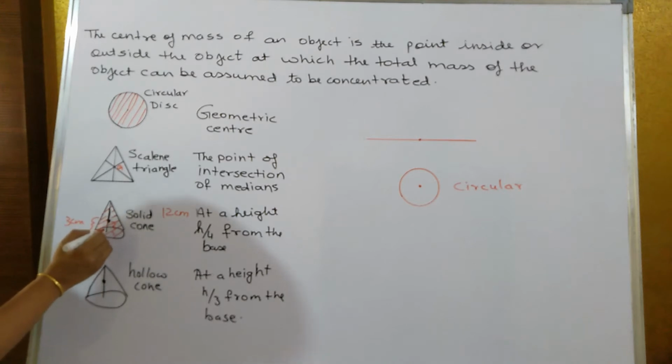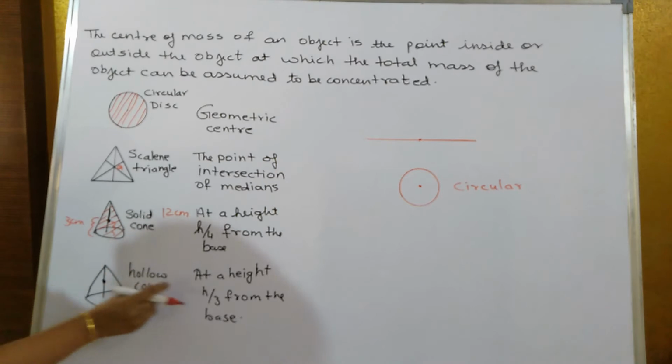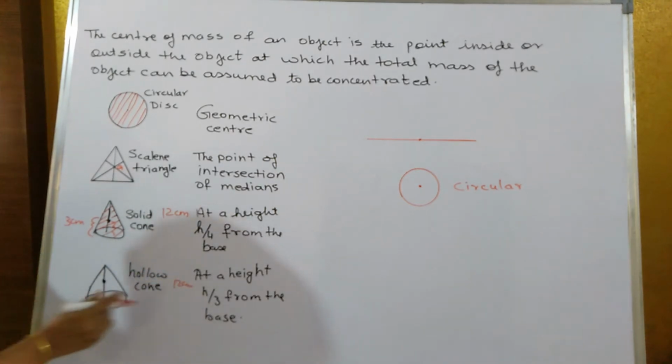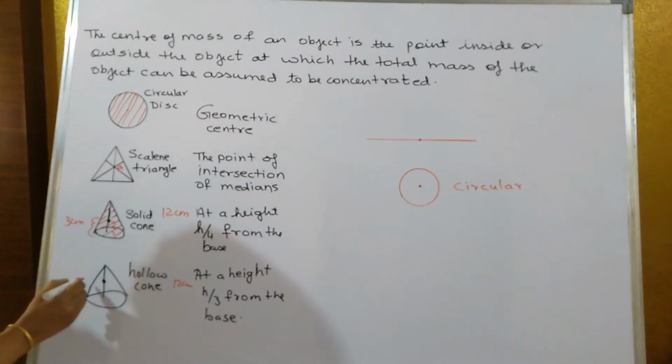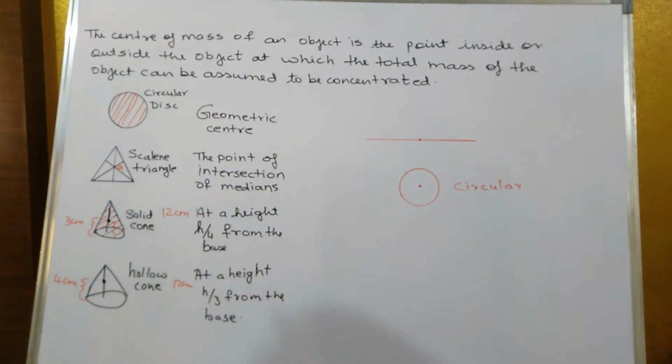So it will be 3 centimeter above the base. If it is a hollow cone, then it will be where? H upon 3. If the height is 12 centimeter, then where will it be? When you divide 12 by 3, this distance will be equal to 4 centimeter.